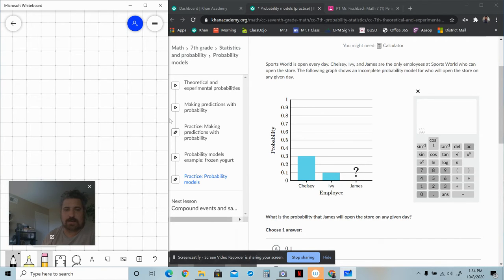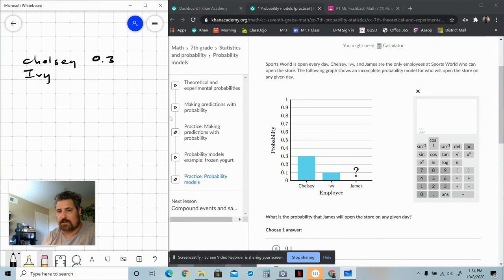So we can see that based on this particular data, we got Chelsea, and Chelsea's got a value of 0.3. We know that Ivy, the other person who can open it, has a value of 0.1. So Ivy does it 10% of the time. Chelsea does it 30% of the time. And so then the question is, well, how often does James do it, right? So if this is the probability model, we know that this is 30% of the time for Chelsea, 10% of the time for Ivy. That's a total of what?